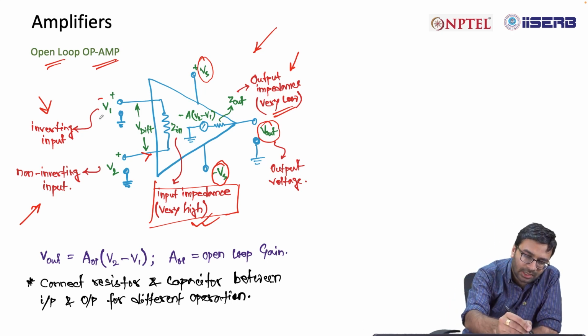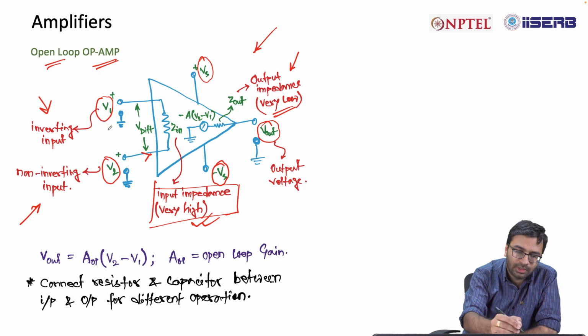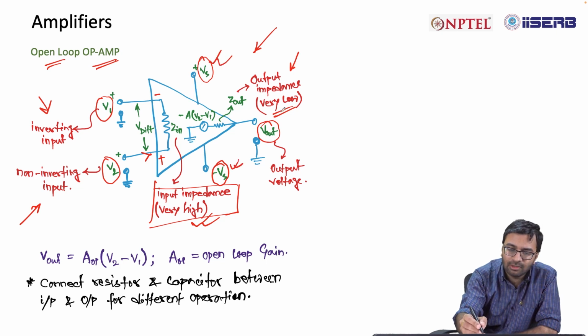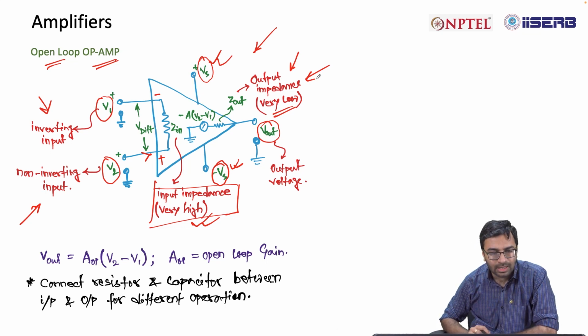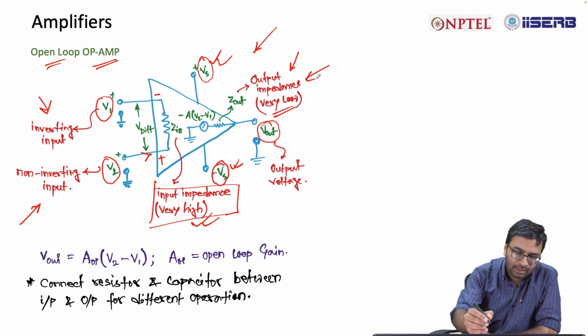Two inputs, inverting input, non-inverting input. The inverting input is symbolized with a minus symbol, the non-inverting input symbolized with a plus symbol. Then supply voltage is Vs and minus Vs. Then you have output impedance which is very low in case of operational amplifier.